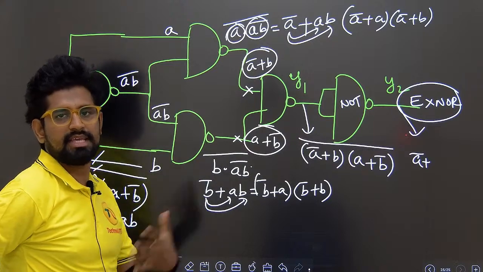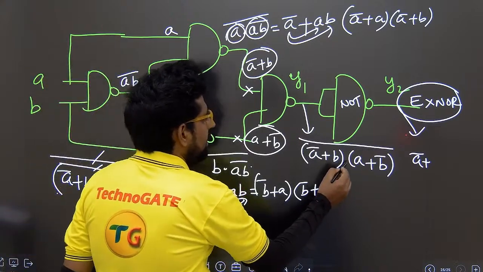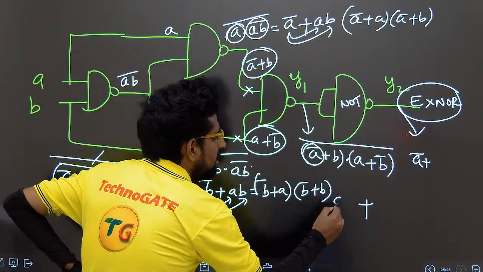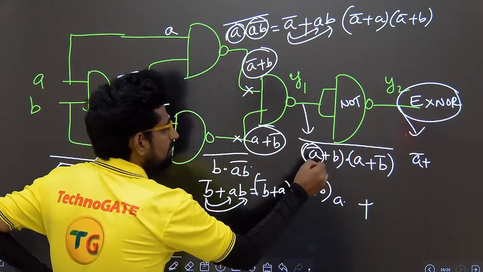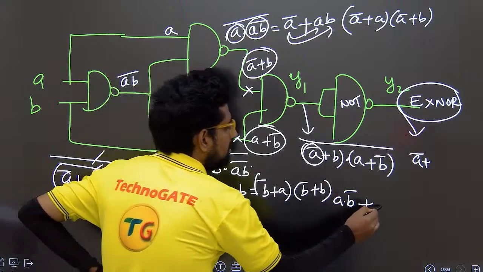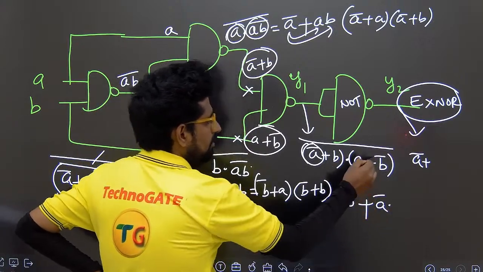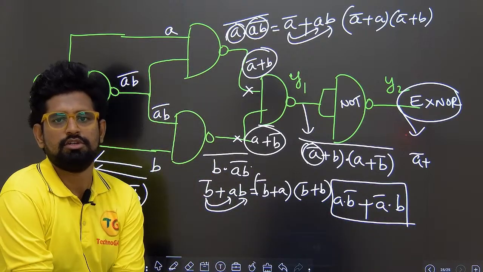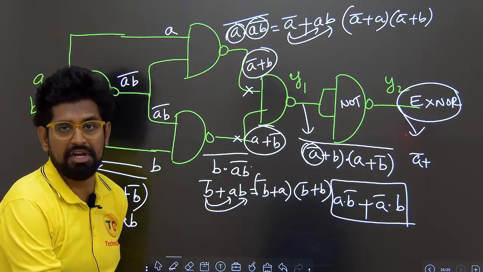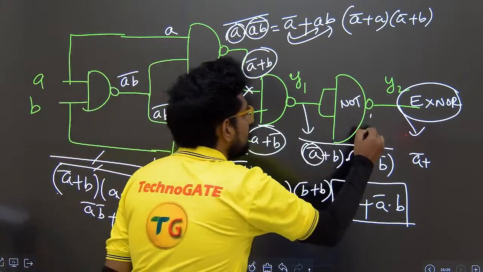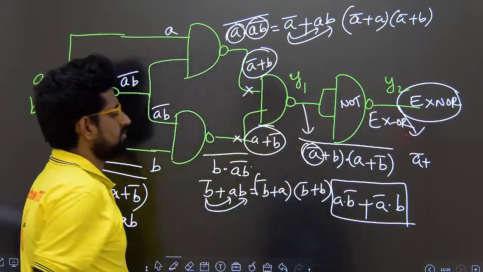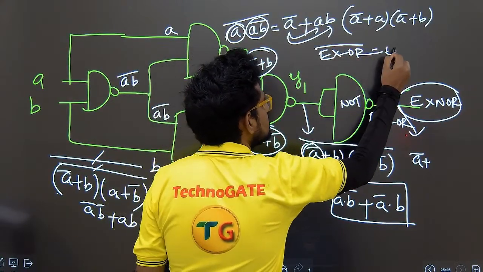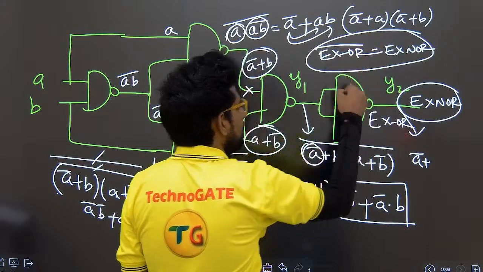In the same manner, if I do the calculation here, into becomes plus, bar becomes no bar, and plus becomes into, no bar becomes bar, plus becomes into, as per the distribution law. So if you want the distribution law, watch my previous videos. Okay, here this is the XOR gate. So XOR whole bar, we are getting it as XNOR here.